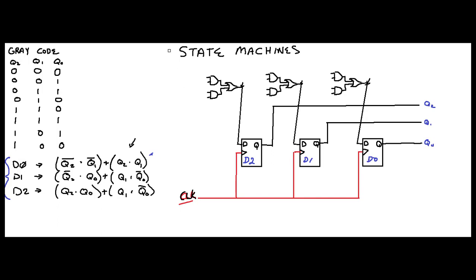So let's just look at Q0 or D0 first, shall we? That's this one right here. So we have 2 AND gates, as you can see, and an OR gate. The OR gate is already connected to D0. But let's look at what we have. We have to connect Q1 bar and Q2 bar. So let's try it.